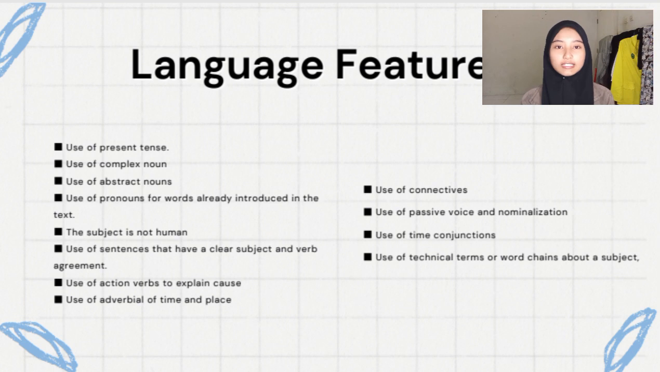And then the sixth is clear subject and verb agreement. The subject and verb in a sentence match in number, like the example, the dog barks.